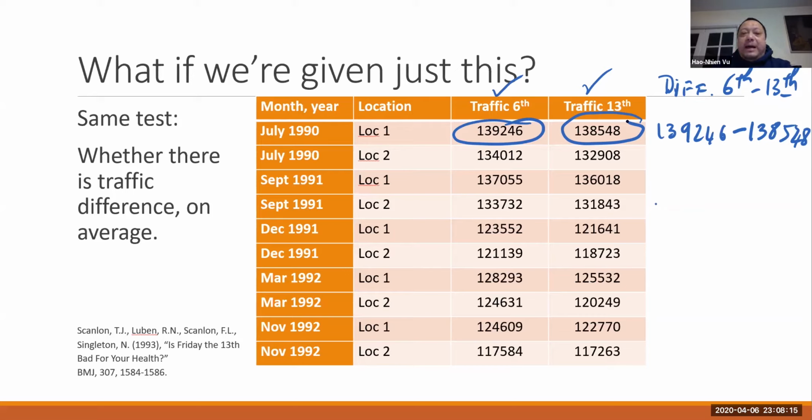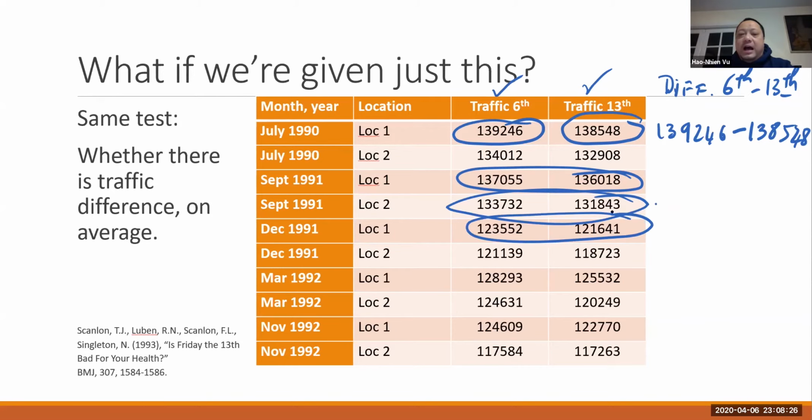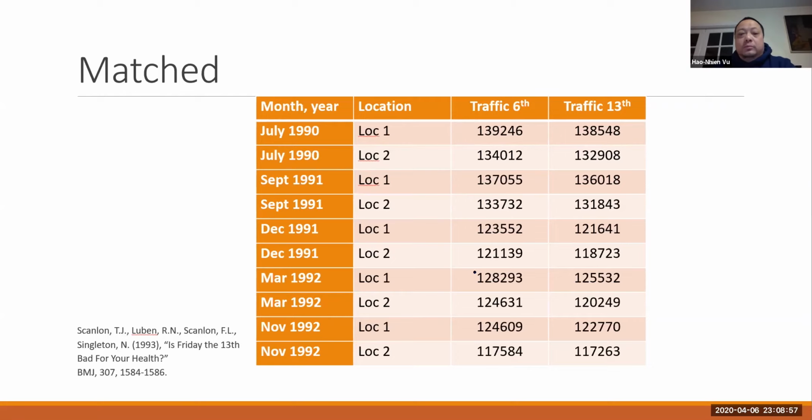Well, that's the idea of matched pairs. These two numbers are matched together, as are all the other pairs of Friday the 6th and Friday the 13th. Once we start with any given Friday the 6th, such as this one, then we know which Friday the 13th has to go with it.